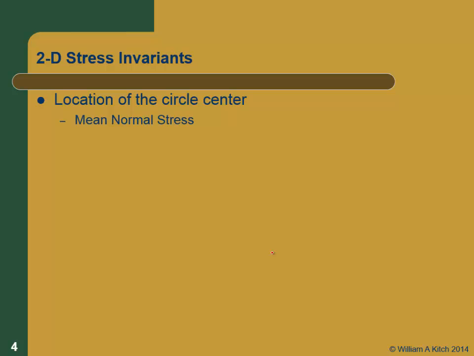So the location of the center, we already did this, that represents the mean normal stress. You want to think about that as the average compression that the element's under, right? Because it's sigma x plus sigma z divided by 2, or it's also equal to sigma 1 plus sigma 3 divided by 2, right? It can be any x and z pair, or it can be the principal stresses, 1 and 3.